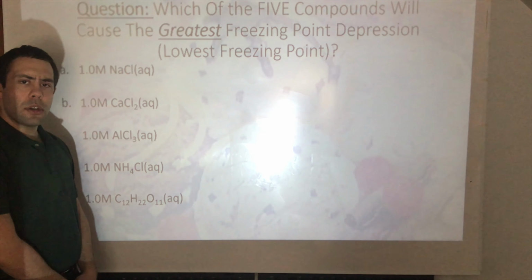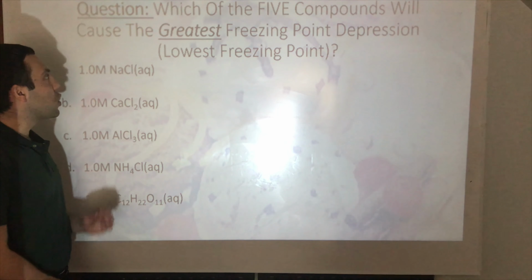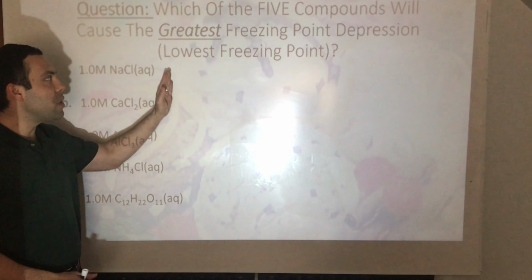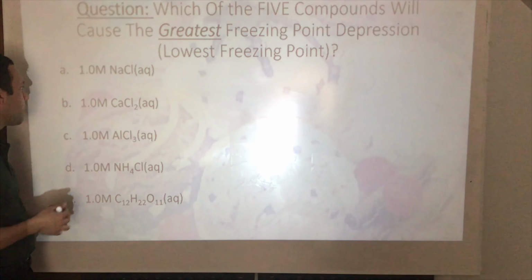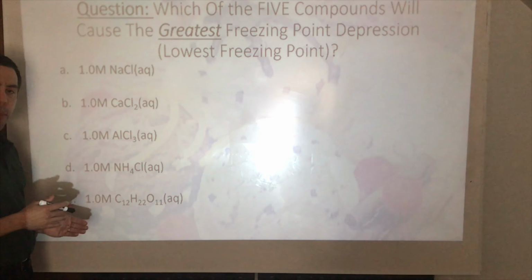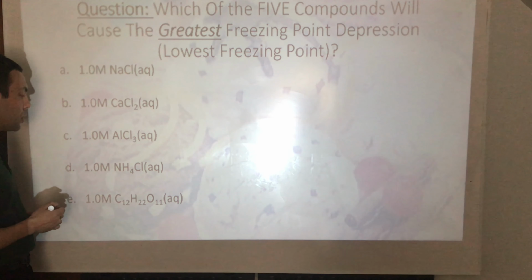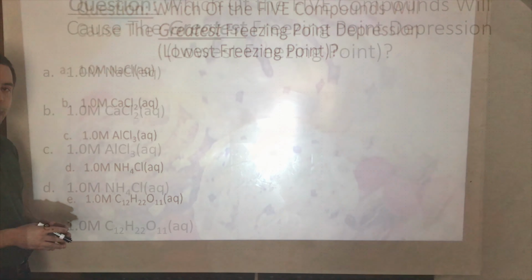So, using what you just learned, please answer the following question. Which of the 5 compounds will cause the greatest freezing point depression? So, which one of these 5 compounds will have the lowest freezing point? You have choice A, a 1.0 molar solution of NaCl, B, a 1.0 molar solution of CaCl2, C, a 1.0 molar solution of AlCl3, choice D, a 1.0 molar solution of NH4Cl, and choice E, a 1.0 molar solution of C12H22O11. I'll pause the video here for 30 seconds for you to think about it.